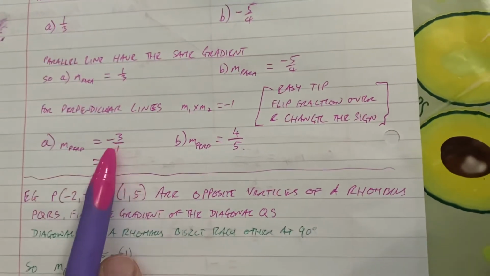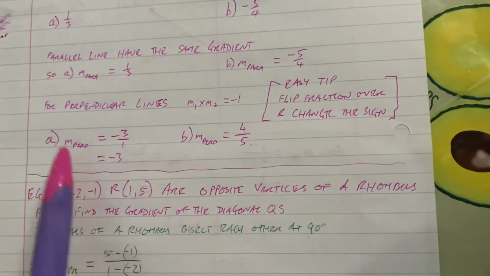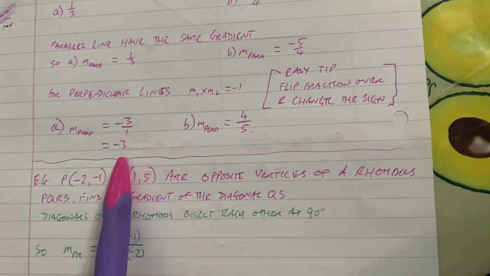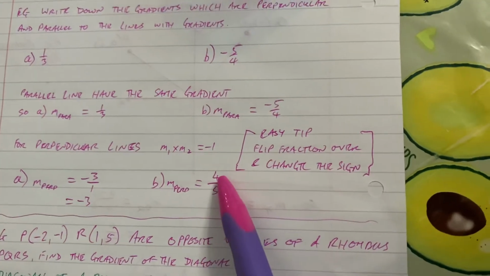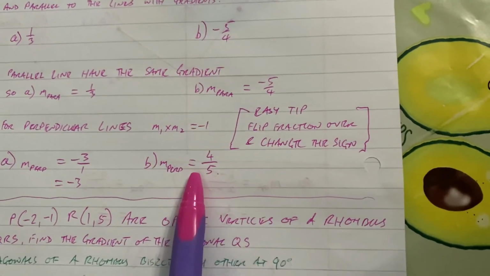1/3, you flip it over, it becomes 3 over 1, and you change the sign. It was positive, it's now negative. And remember, 3 over 1 is just negative 3. Here, it was negative 5 over 4, you flip it over, it'll be 4 over 5. Change the sign, it was negative, it becomes positive.